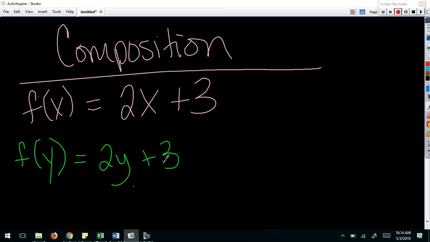The x goes away. Whatever is in parentheses replaces the x. It was f of x, now it's f of y. So that goes away and it replaces it. So how do you solve that? You're not. It's already simplified. You don't do anything else with it. Right, so now it's just plugging 2y in, plus 3. It's just 2y plus 3.